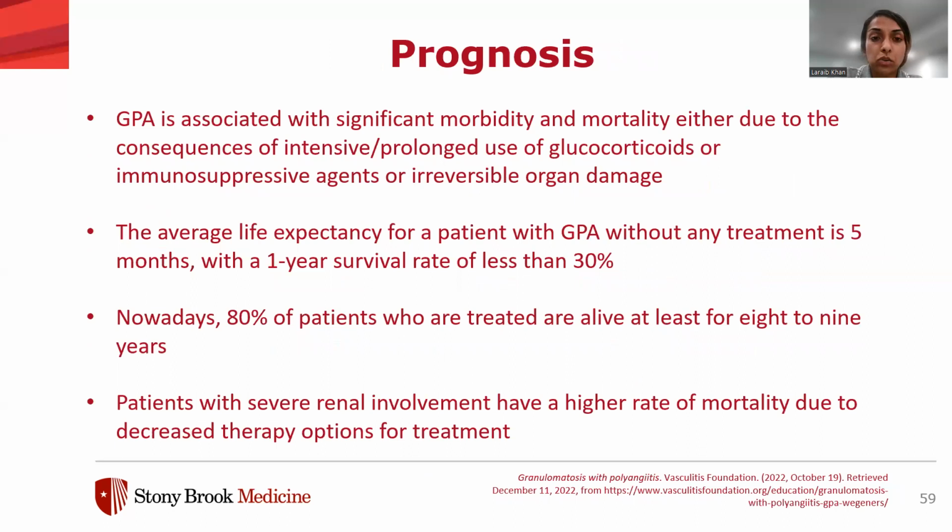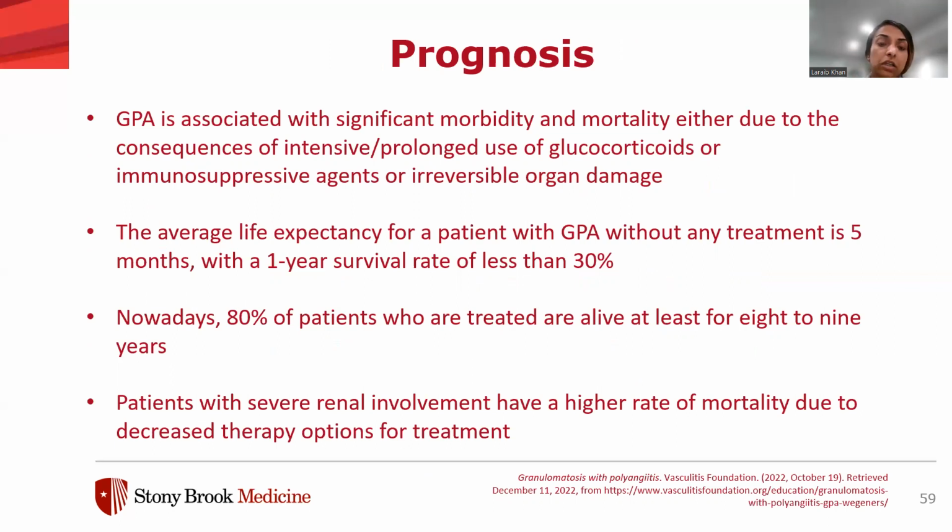So what's the prognosis for GPA? GPA is associated with significant morbidity and mortality because of the prolonged use of glucocorticoids, and also the prolonged use of immunosuppressive agents. And then there's also just the fact that there could be irreversible organ damage with GPA. So all of these things can lead to a poor prognosis.